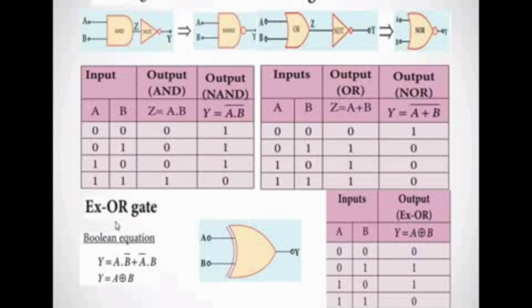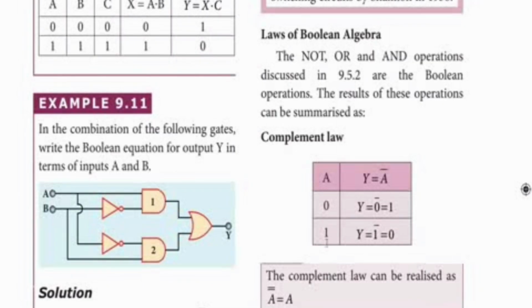And exclusive OR. Here, y equal to a dot b bar plus a bar dot b. b bar means the reciprocal of the b value, and a bar means the reciprocal of a. Like that you get y equal to a exclusive OR b. Here you can see that for 1 and 1, two high values, you get 0. So these are the other three gates and their operation differences.